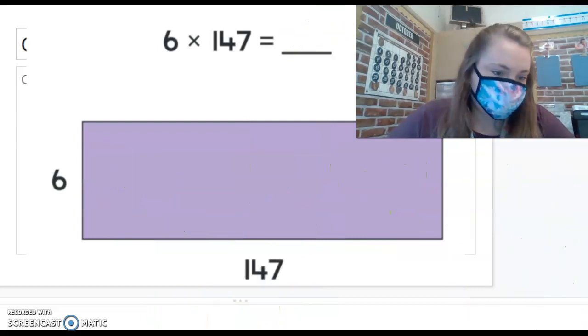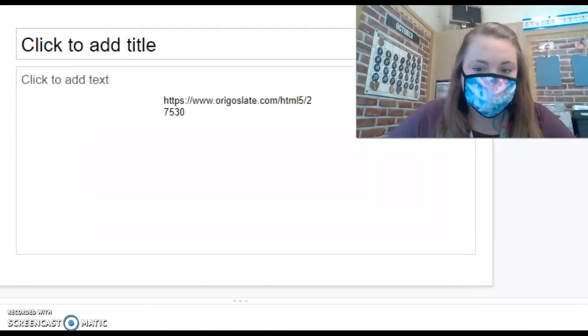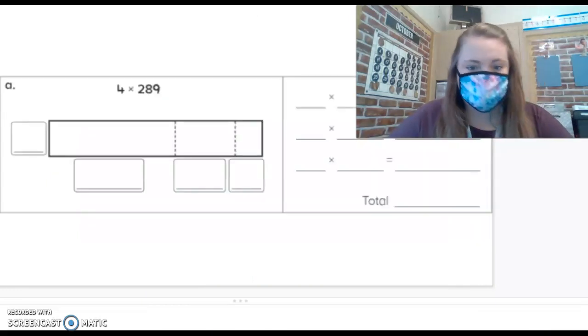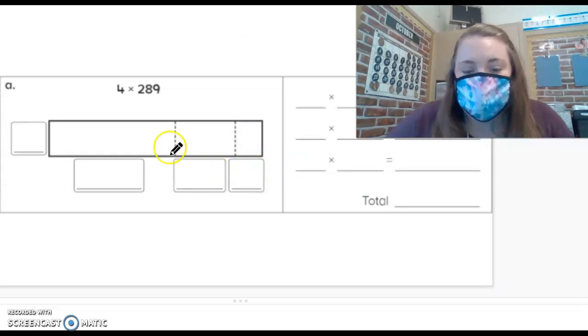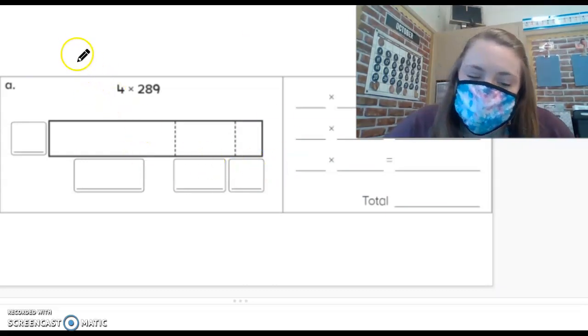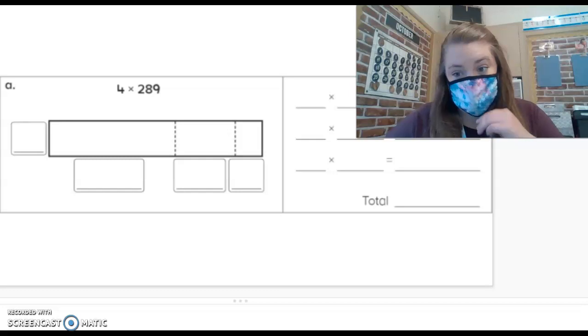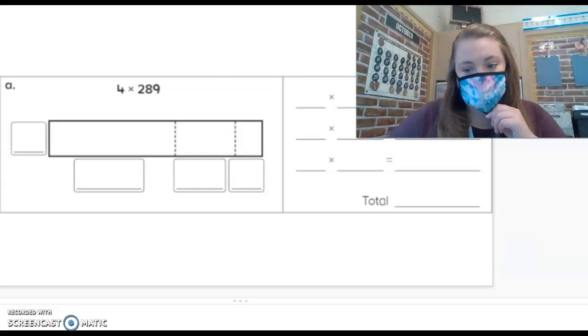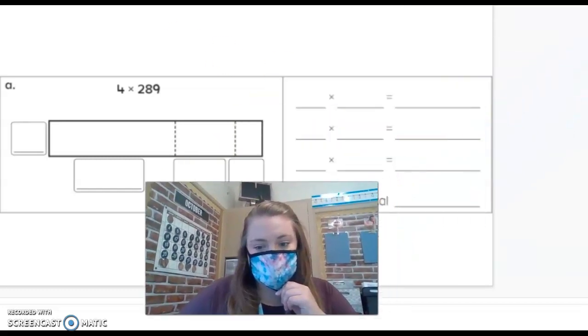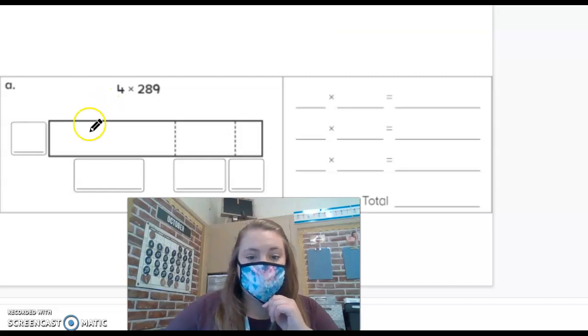All right. So now let's look at this example here. So this one's kind of nice and neat. It looks nice for us. I want you to go ahead and write this down, and I want you to try and solve it on your own first. So we would break this. We'd have 4 times 289.